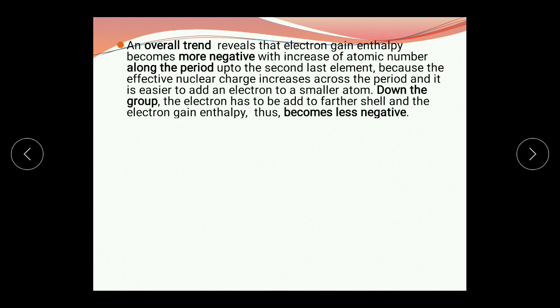Down the group, what happens to electron gain enthalpy? As the atomic radius increases, it becomes more and more difficult to add an electron in the outermost shell.